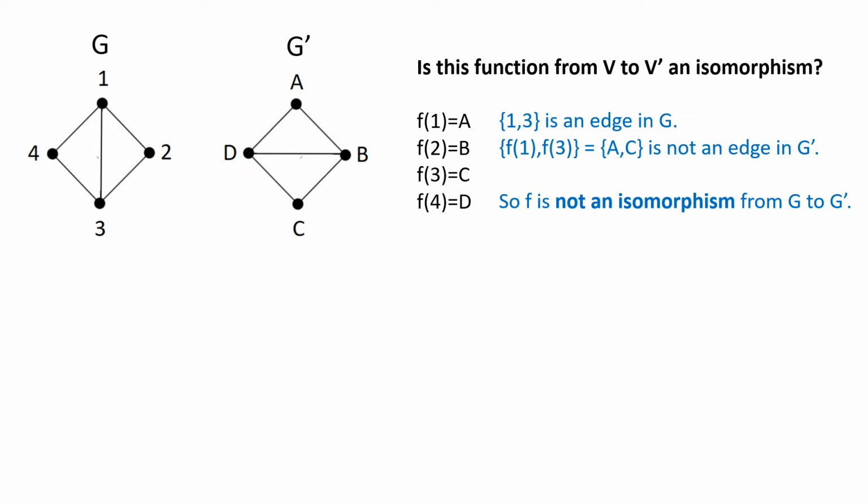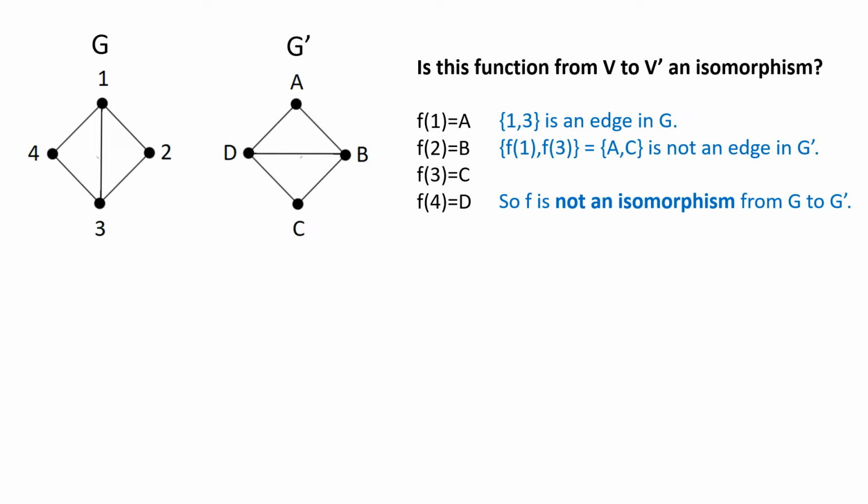So let's just look, and here I'll go ahead and say what came up on the screen. 1, 3 is an edge in G. So let's look in G. There is a line between 1 and 3. But f of 1 and f of 3, that would be A and C. There's not an edge there. So, to find that, we would have had to just look one by one. We would have said, okay, I see a line between 1 and 2. Is there a line between A and B? Yes. And, just kind of go from there.